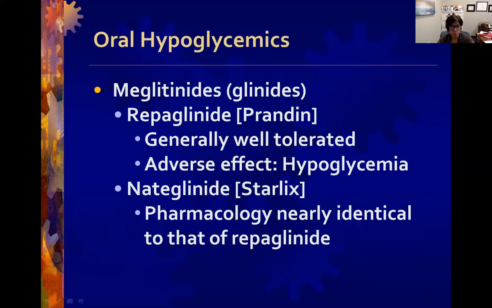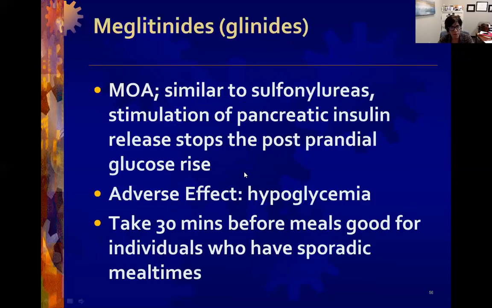Okay, I'm thinking that you probably see these on clinical, the meglitinides, which have the last name glinide. So repaglinide is also called Prandin. It's generally well tolerated. Again, hypoglycemic reaction. The other one, nateglinide, which is Starlix, is near identical to that. So you might be more familiar with these brand names, but the last name is glinide.